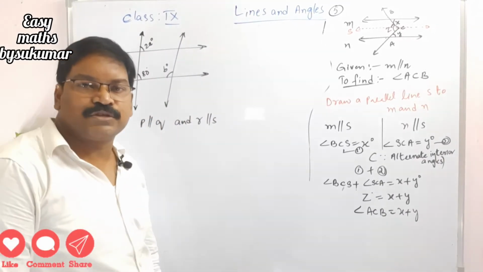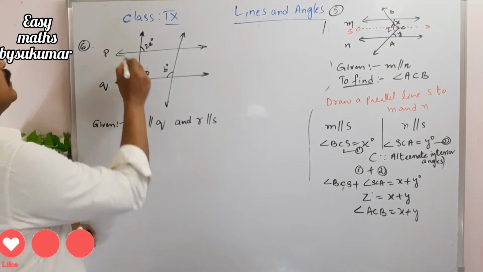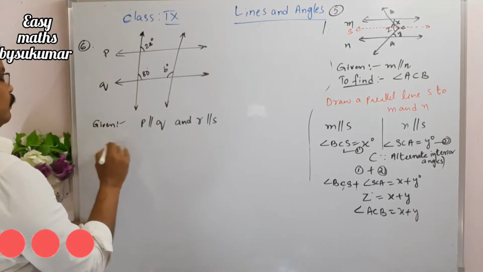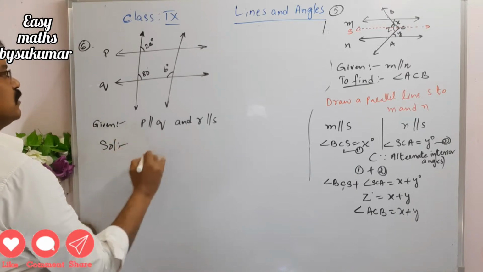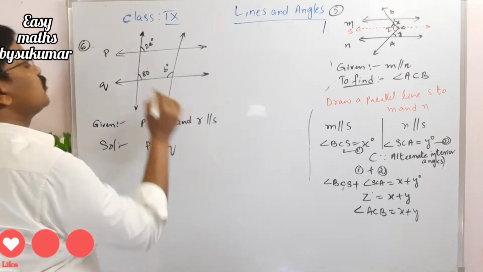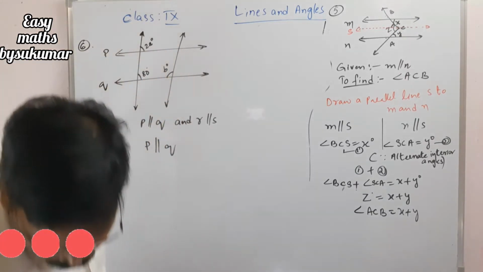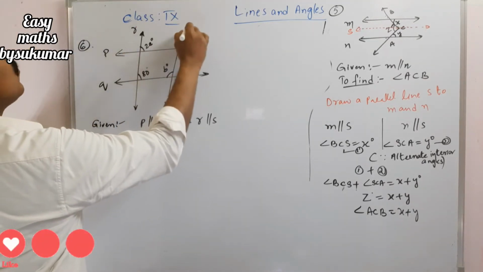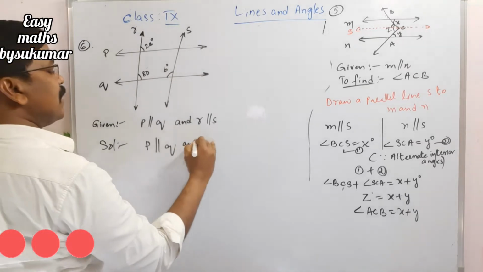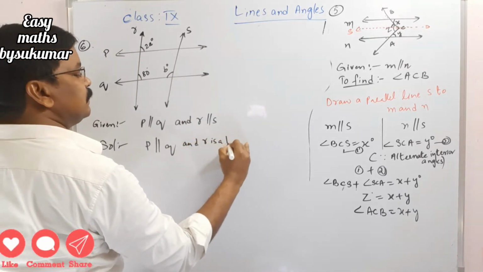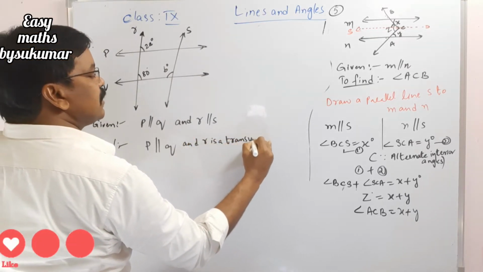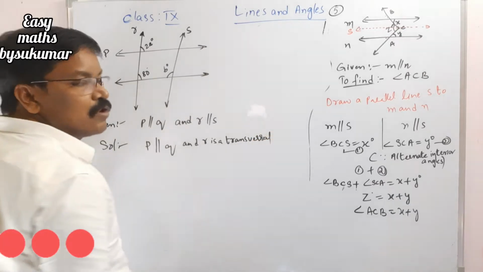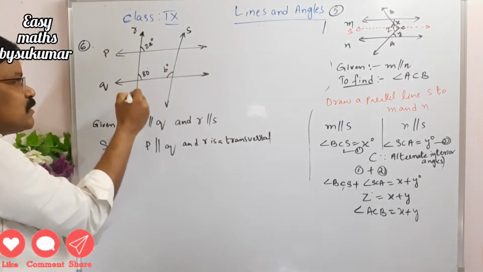Another simple sum, my dear students. Look, these two lines are parallel. Coming to the solution, P is parallel to Q, and here this is small r and this is small s. And r is a transversal. So this is a transversal.